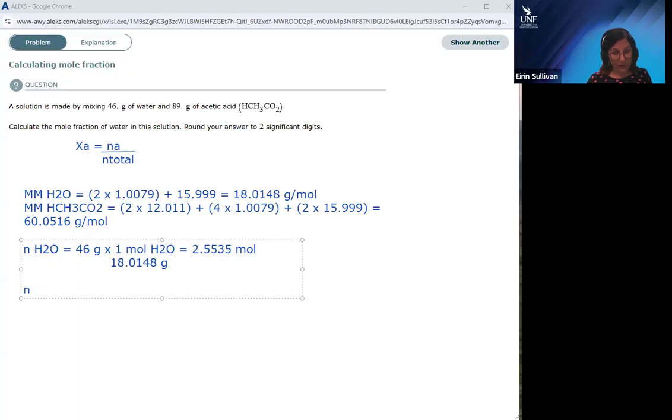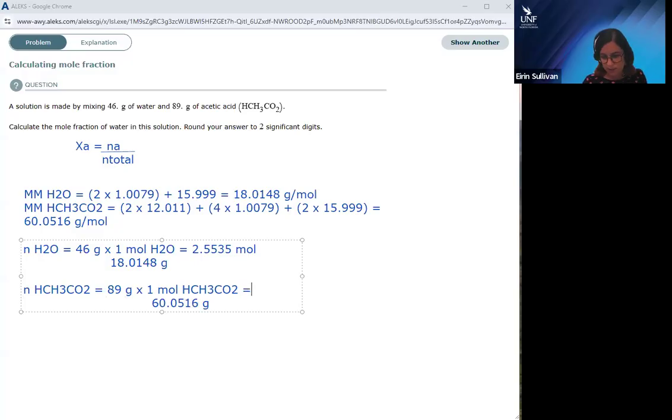Okay, so my number of moles of my acetic acid. Oh, hang on, I'm getting lazy with my shift key here. So we had 89 grams of acetic acid. So 1 mole of HCH3CO2 weighs precisely, according to me, 60.0516 grams. So pressing equals on my calculator, around 1.4821 moles. That is going to be fine. Okay, so far so good.